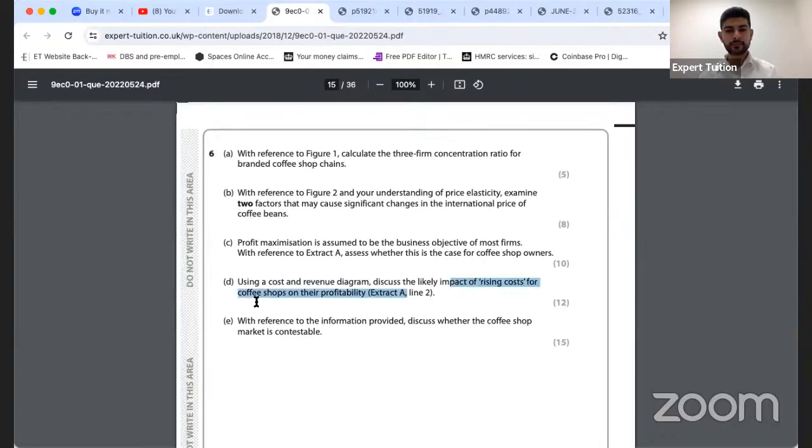A 12 marker. Using a cost and revenue diagram, discuss the likely impact of rising costs for coffee shops on their profits. This time they went even further. They're like, you know what? In case you guys are stupid, here's the answer. Here, we're giving you that costs are going up. Just draw a diagram, yeah?